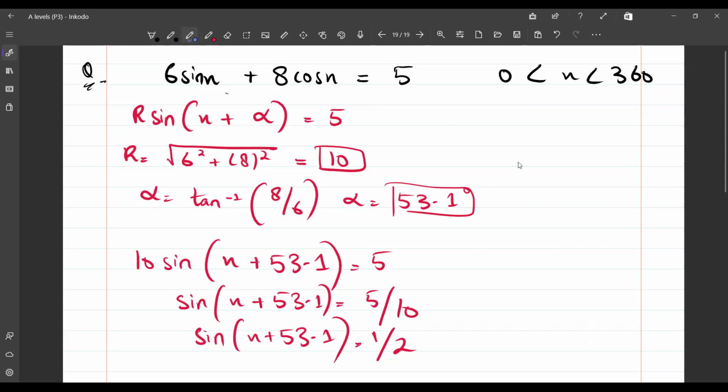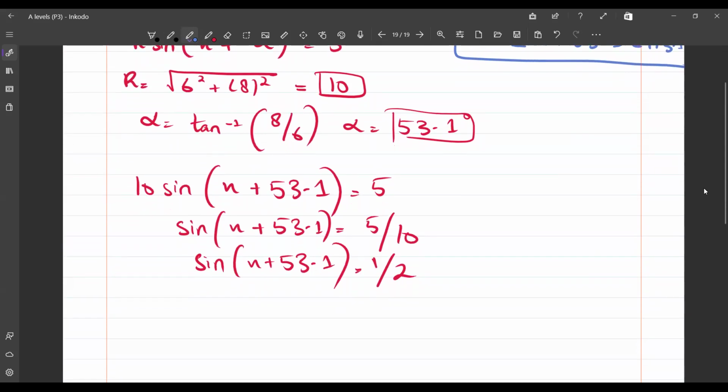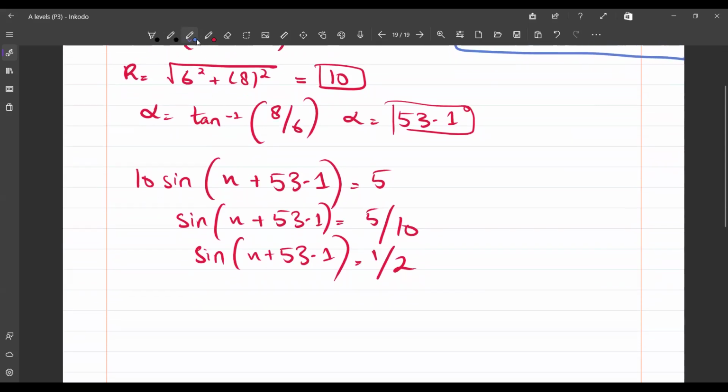We are going to alter the range, right? x plus 53.1, and 360 plus 53.1 is 413.1. So this is the new range. Okay. Now we are going to find the basic angle. The basic angle is sine inverse 1 upon 2, which is 30 degrees. All right.